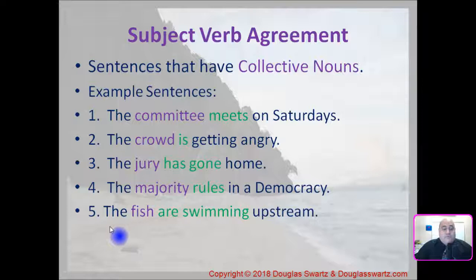Number 5, the fish are swimming upstream. Fish can be either singular or plural. The fish are swimming upstream. So this is the plural version and the plural version of the verb.